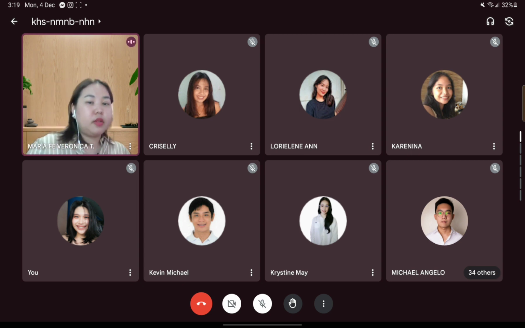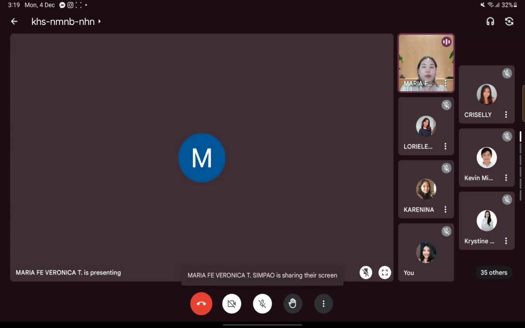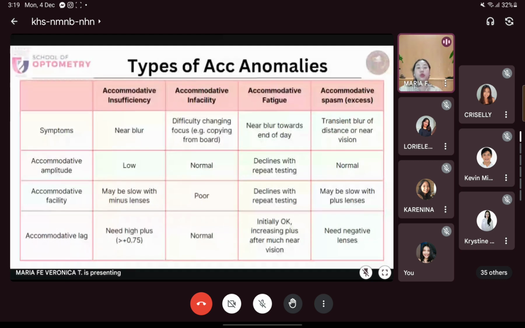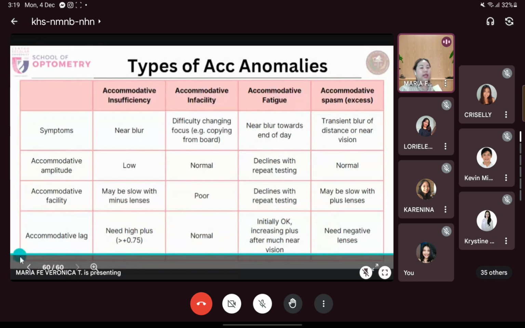Okay. So last measurement na kailangan natin is the accommodative lag. This one is measured using retinoscope. Ituturo ko naman ito in detail sa pedia 2 since this is one of the accommodative tests na kailangan yung gamitin or you need it for pediatric patients. So yung result ng accommodative lag mo, usually doon natin malalaman yung treatment na kailangan.